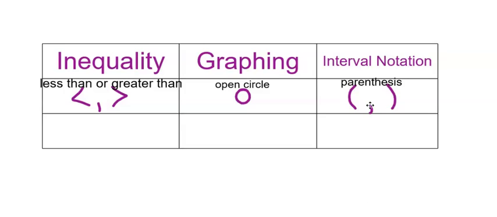Now, the other part was less than or equal to, or greater than or equal to. That gave us a closed circle. And then we use brackets for this part.